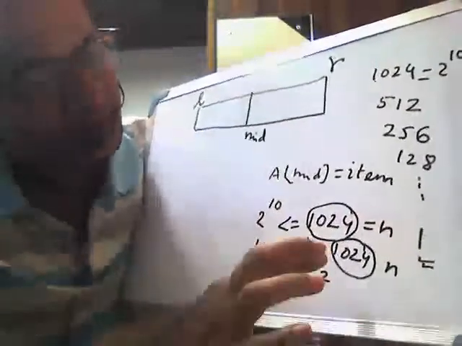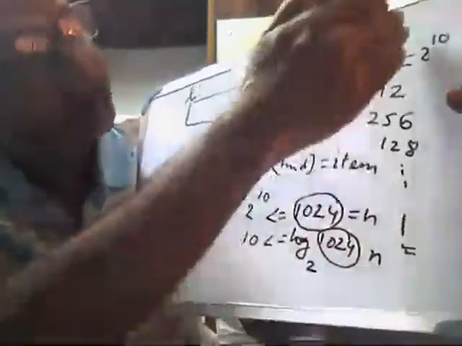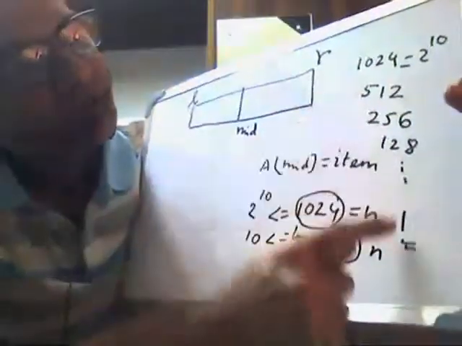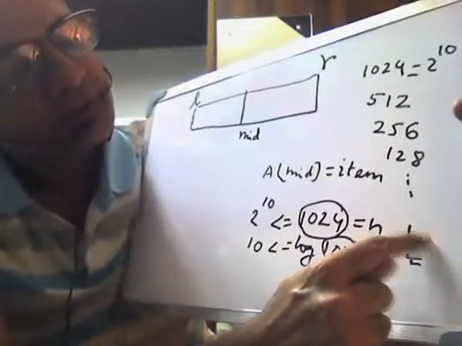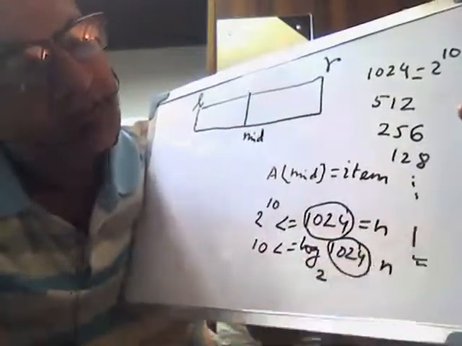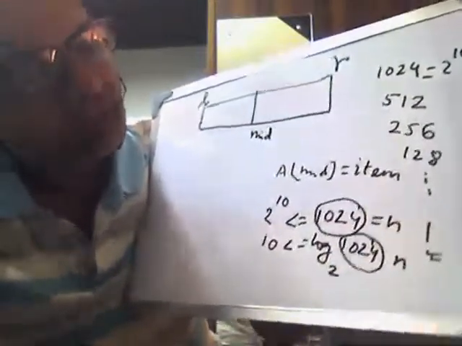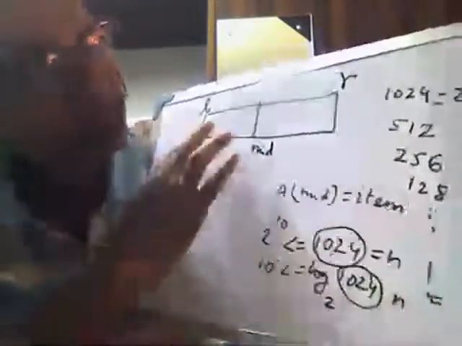Right? After 10 steps you'll reach 1, and again one searching will be there. That means the 11th step. Then you can declare that the item is not there in this sorted array. Now it is clear.